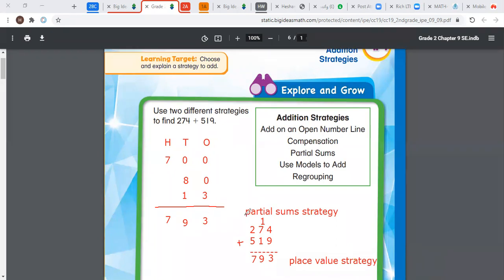So my lovely boys, you can answer by any strategy. You can use partial sums to get the answer. You can use place value to get the answer. You can use the number line, an open number line to get the answer. Any strategy. Okay. Now let's answer the next question. If you don't write, please write quickly. Grade 2.